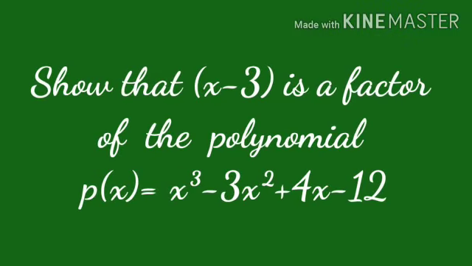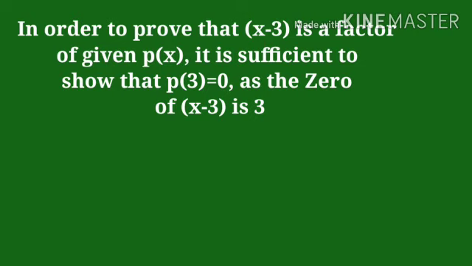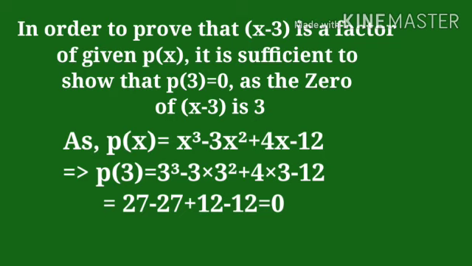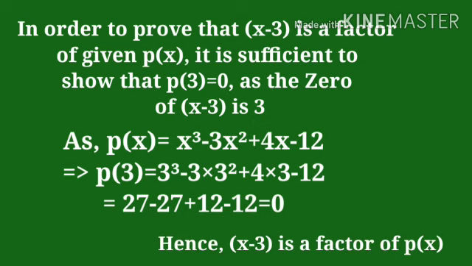To understand the factor theorem, let us try to solve this question. Show that x minus 3 is a factor of the polynomial x cubed minus 3x squared plus 4x minus 12. In order to prove that x minus 3 is a factor of the given polynomial of variable x, it is sufficient to show that p(3) will be 0, as we know that the zero of x minus 3 is 3. Now we put 3 in place of x in the given polynomial, and as you can see on the screen, it becomes 0. Hence we can say that x minus 3 is a factor of the given polynomial.